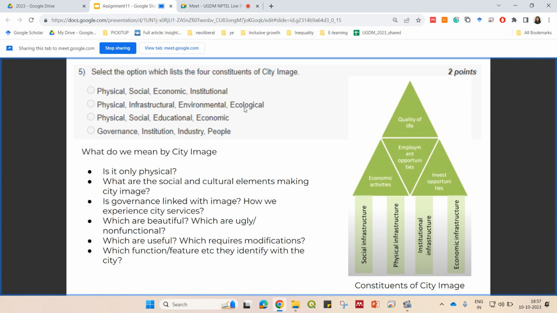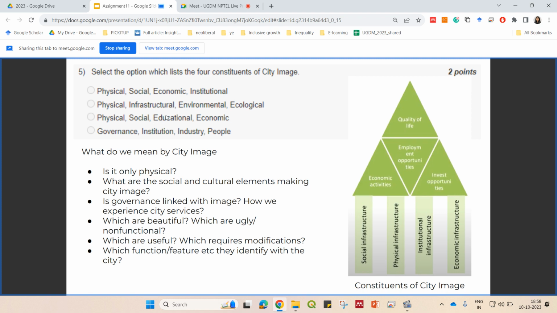So again, from the questions and the options, as I asked you to pay attention in the last session also, you can see from the options itself whether some of the options, for example environmental and ecological, are part of physical infrastructure only, so can they go with that? For example, industry is a part of institution, so industry can go with institution, or some part of industry is part of physical infrastructure only.